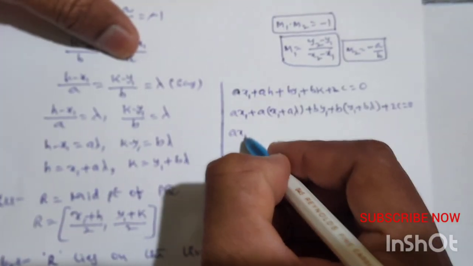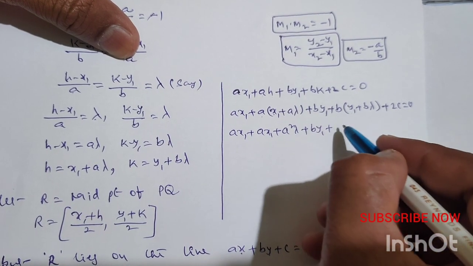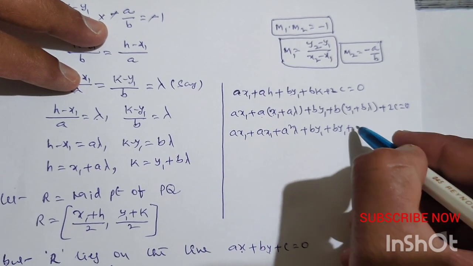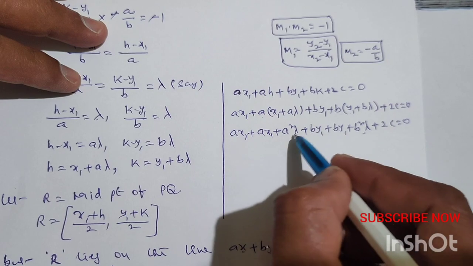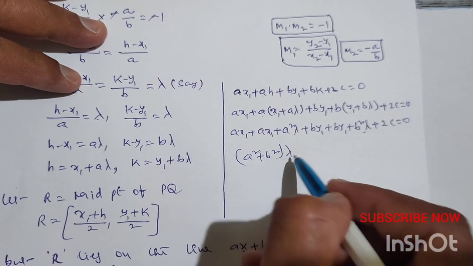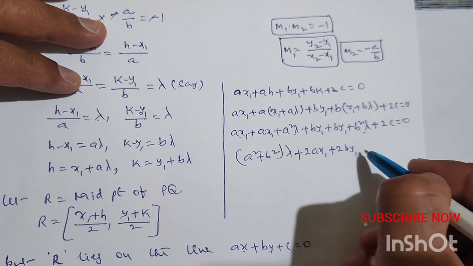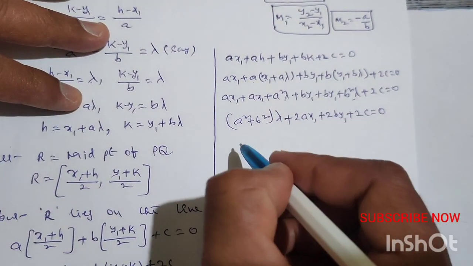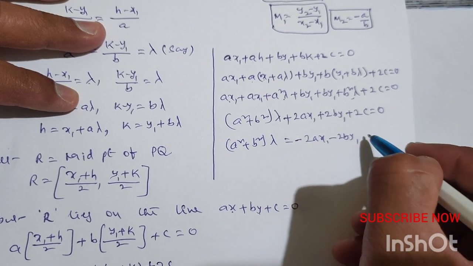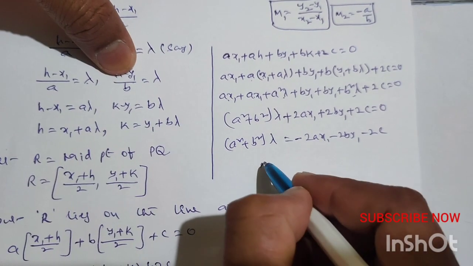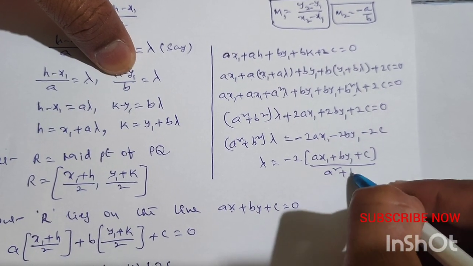So ax1 plus a into x1, ax1 plus a into a lambda, a square lambda, plus b y1 plus b into y1, b y1 plus b into b lambda, b square lambda, plus 2c is equals 0. So take lambda common: a square plus b square into lambda plus 2ax1 plus 2by1 plus 2c equals to 0. So a square plus b square into lambda equals to minus 2ax1 minus 2by1 minus 2c. So lambda equals to minus 2 common, ax1 plus by1 plus c by a square plus b square.